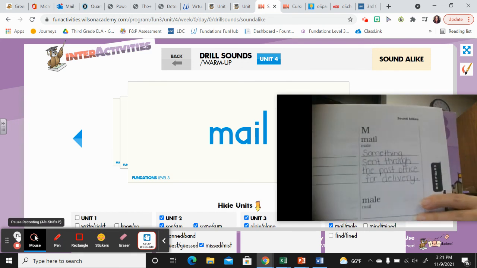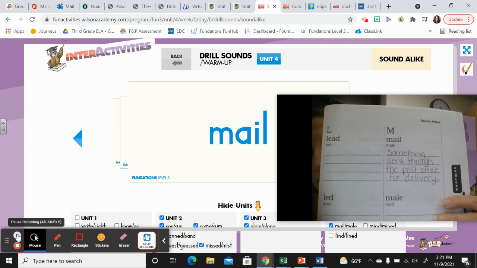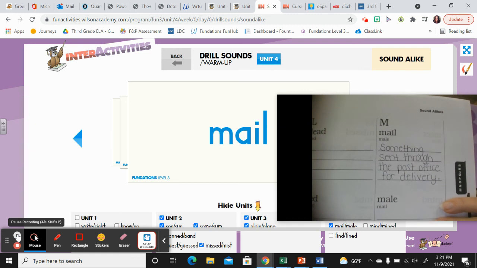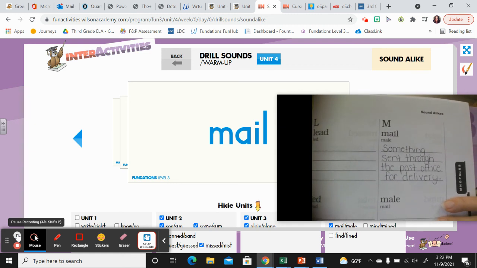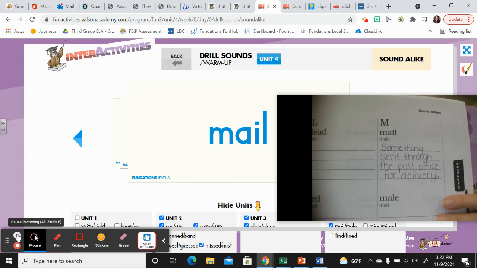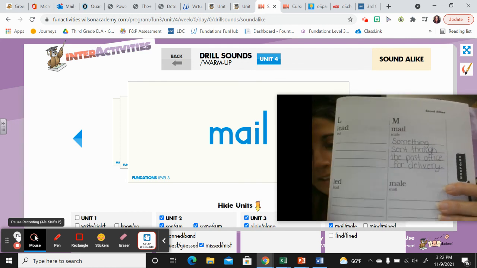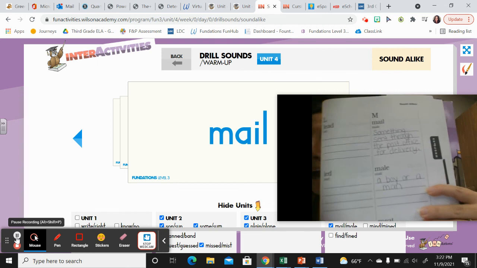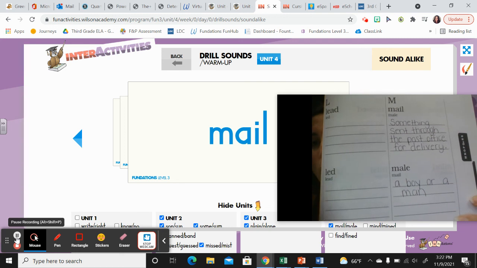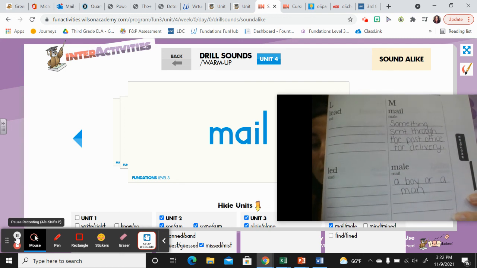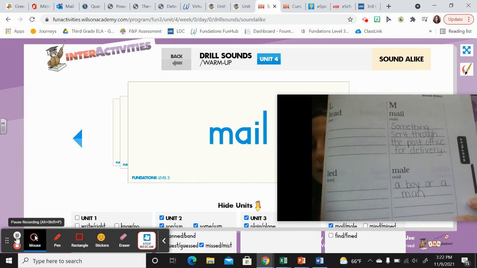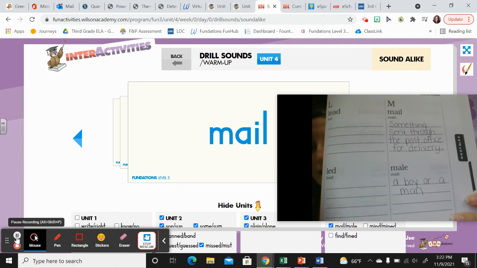Okay, on page 99 at the top for M-A-I-L, mail, the definition is right here on the screen. You may need to pause. Something sent through the post office for delivery. Again, so pause the video and write that definition down before we go on to the other male. Okay, the other male, M-A-L-E, remember our signal for that one, is a boy or a man. A boy or a man. So now both definitions are on there. Pause the video until you have them both updated on page 99.